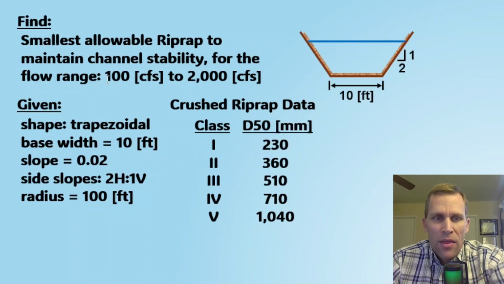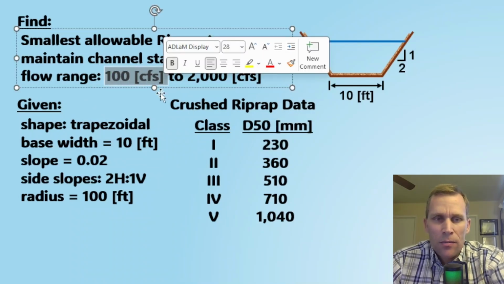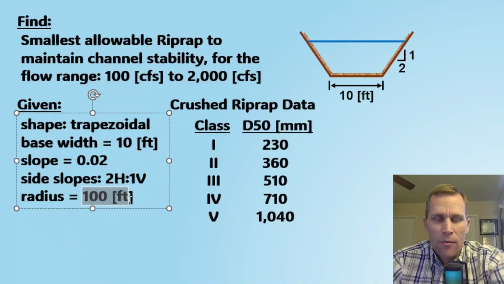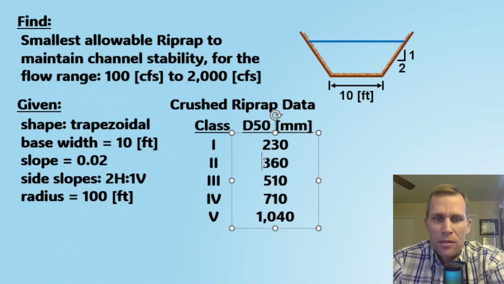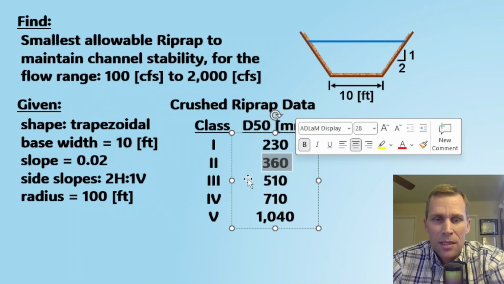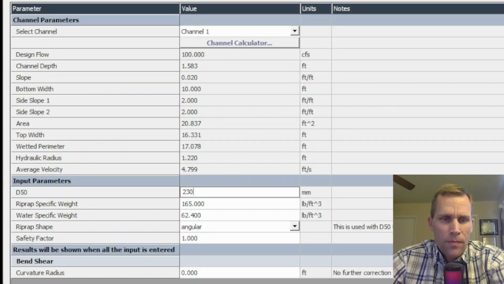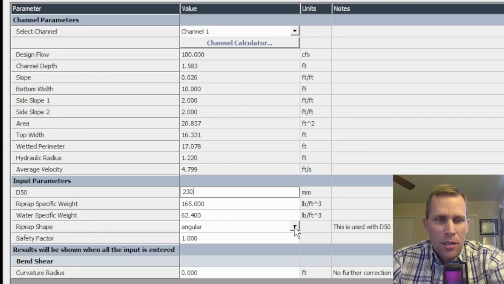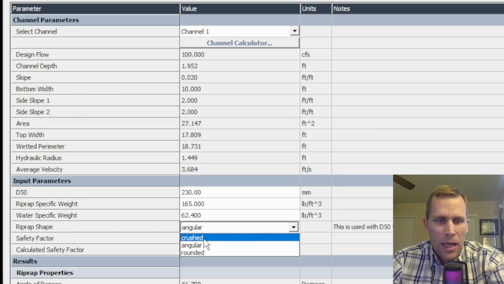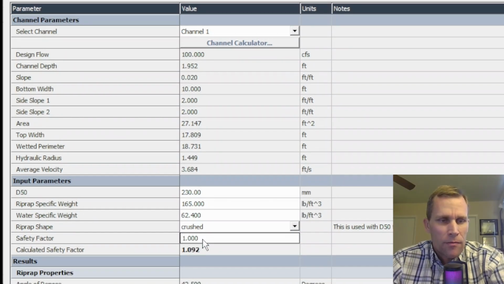And if 100 CFS is not stable, based on that curvature of 100 feet, then we'll just increase to the next riprap class and so on until we're stable. So let's go with 230, 230. And then we know that it's crushed, so I need to change the shape from angular to crushed. The safety factor is going to calculate itself.